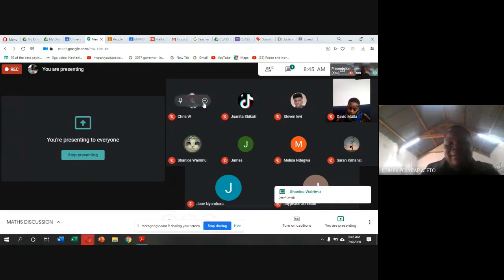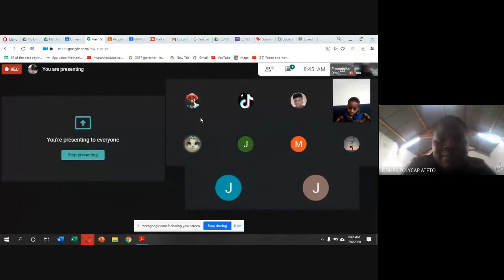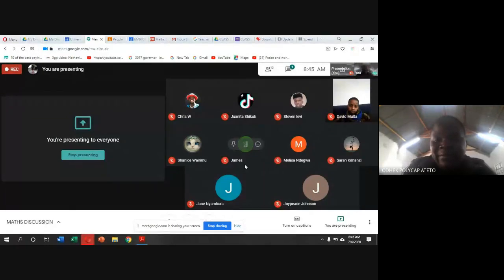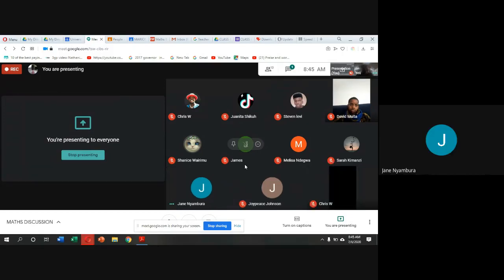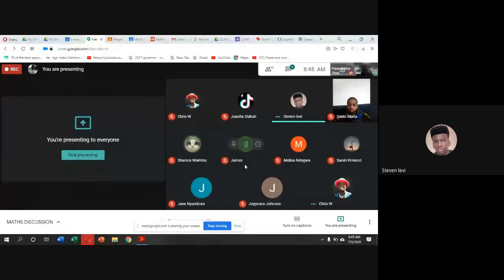I hope everybody has written that. Christian, give us the formula for a trough. How do I get the surface area of a trough? Christian, surface area of a trough? Levi, surface area of a trough? I think it's pi r squared plus pi dh plus length times width.